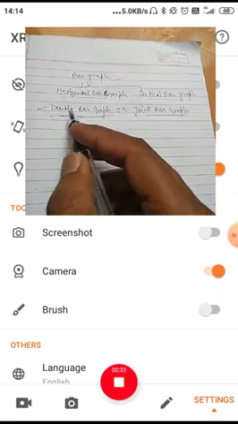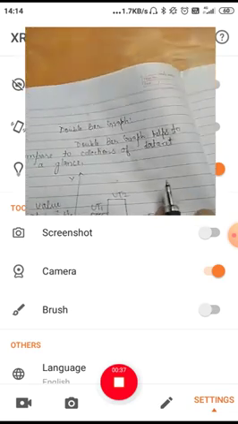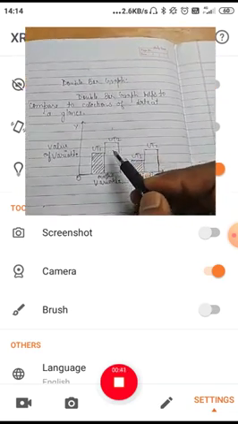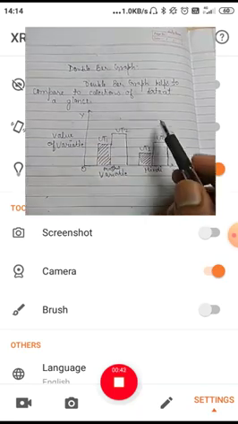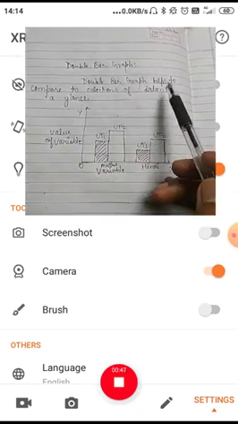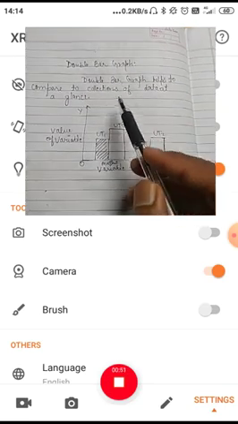Okay, double bar graph. Here I have written the definition of double bar graph and a simple sample picture. So what is a double bar graph? A double bar graph helps us to compare collections of data at a glance.